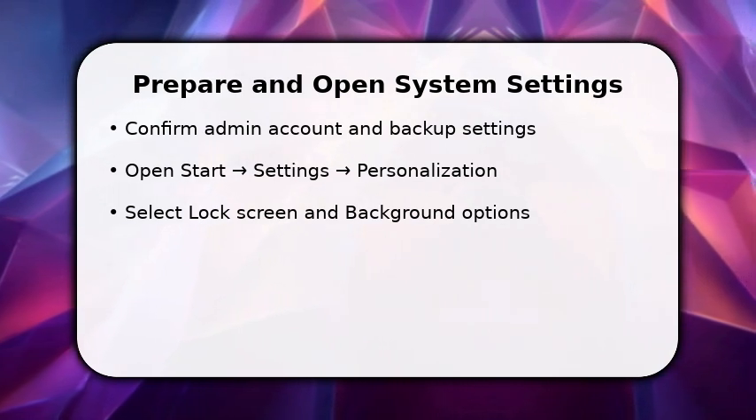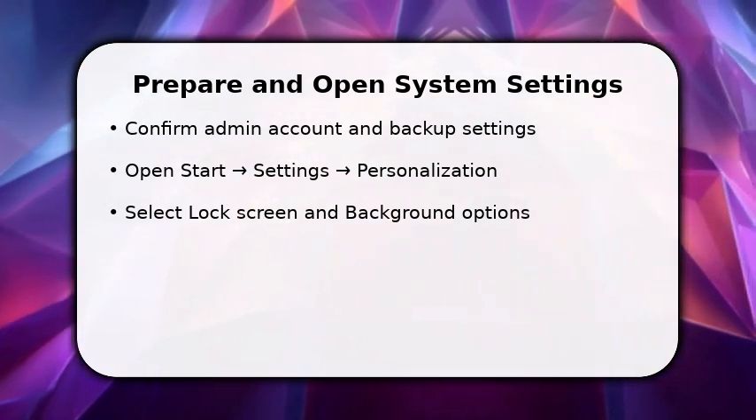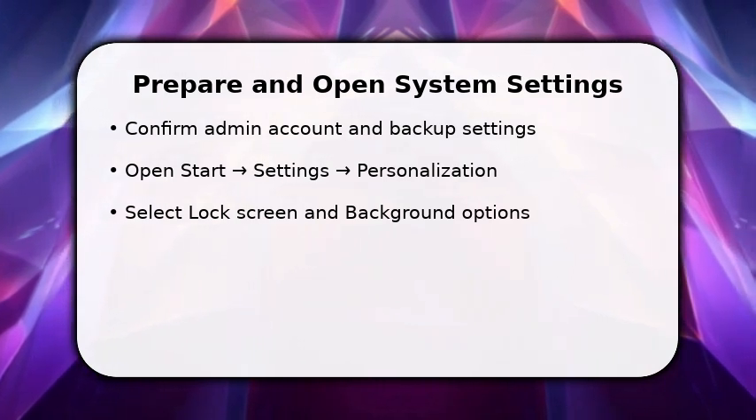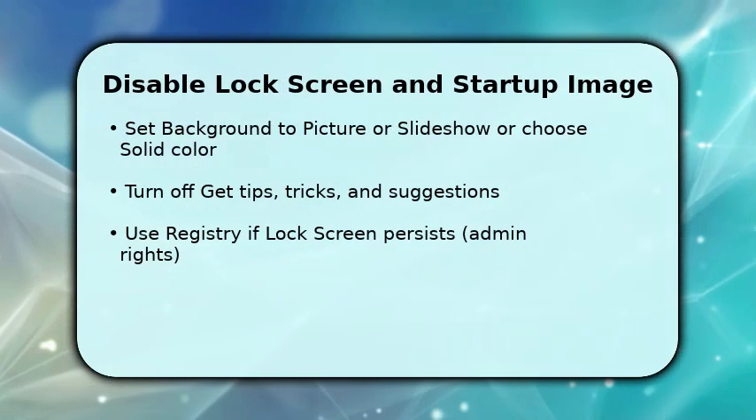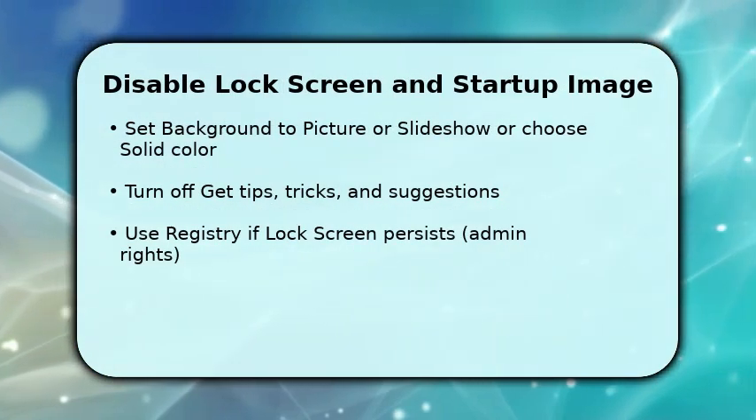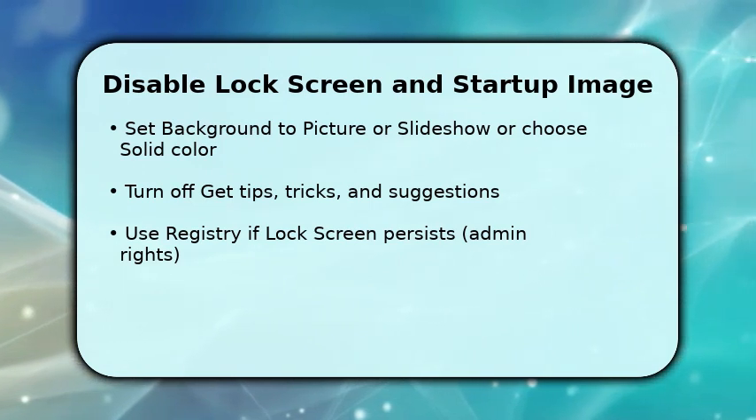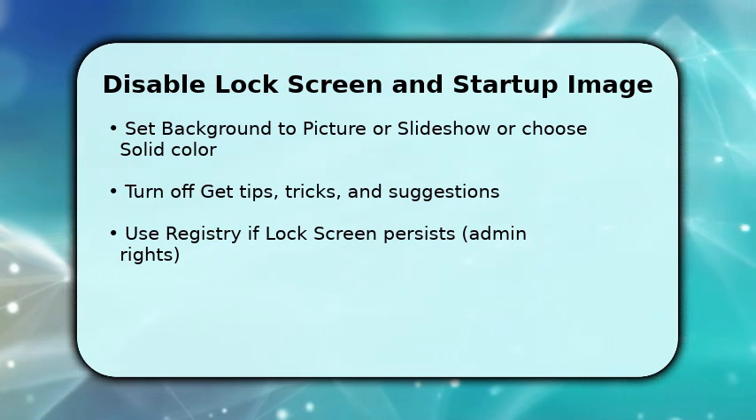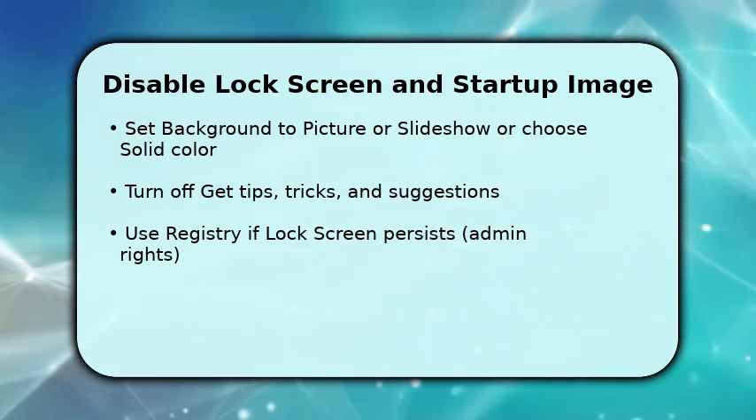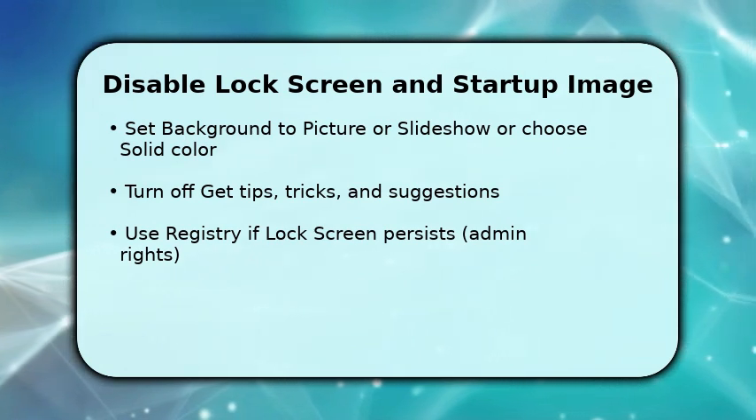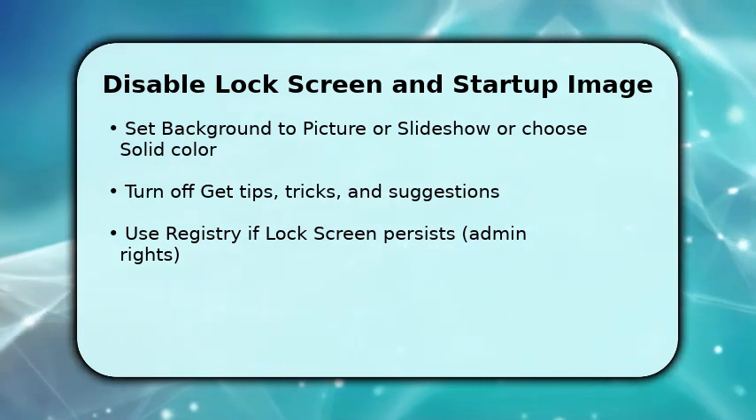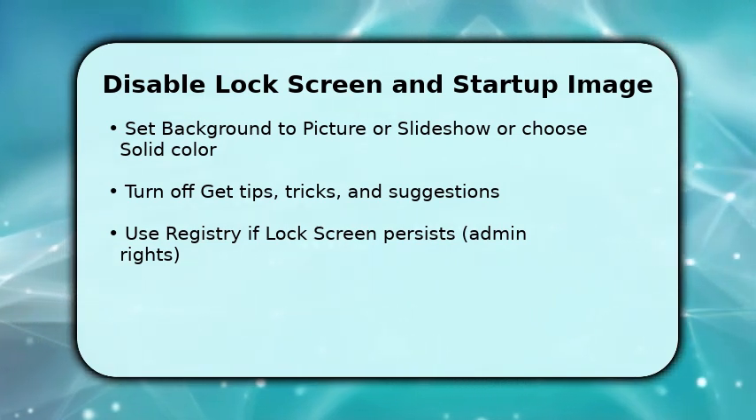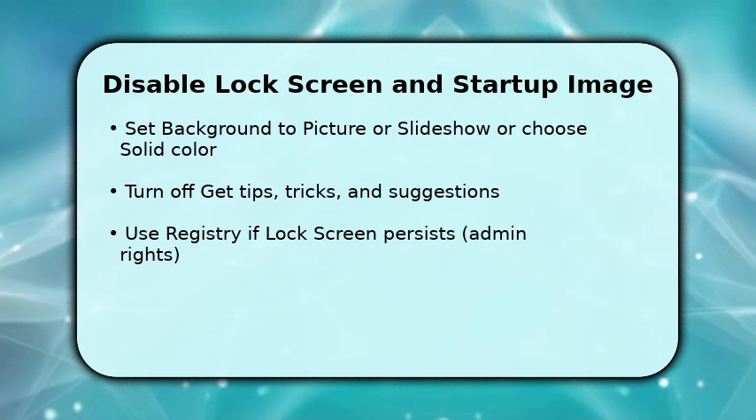You'll now remove or replace the visual elements that appear before sign-in. Change background to solid color to eliminate images, and disable Windows Spotlight or Slideshow options to stop dynamic content. Next, toggle off tips and suggestions under Notifications to reduce overlays. If the lock screen still appears, use the registry editor carefully. Navigate to... You're almost done. Restart your PC to confirm the startup screen is gone and sign-in appears directly.